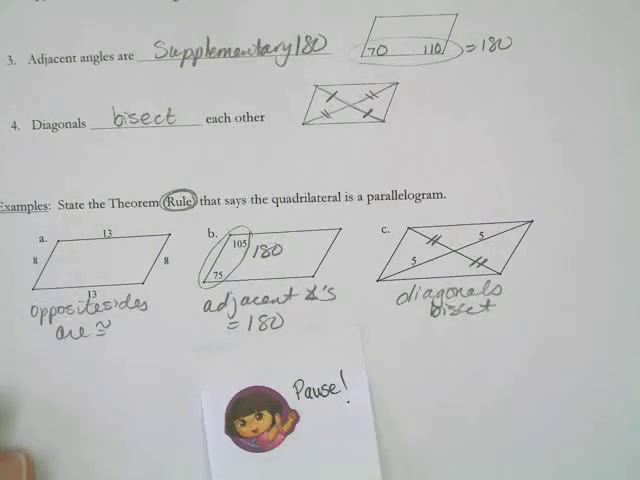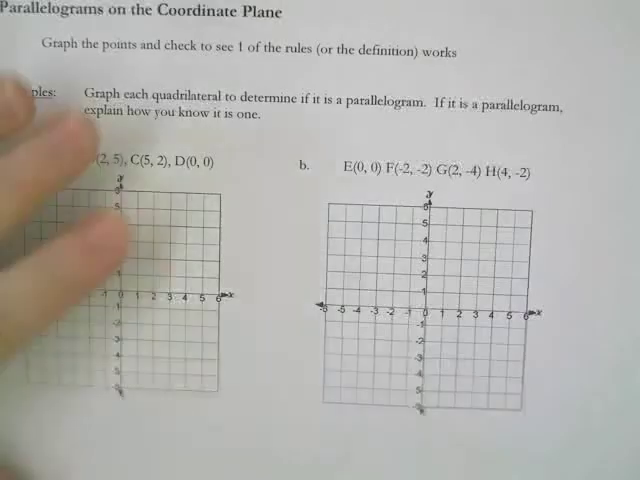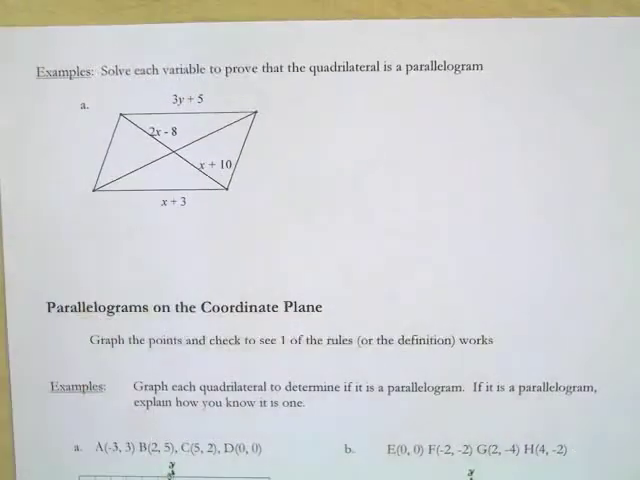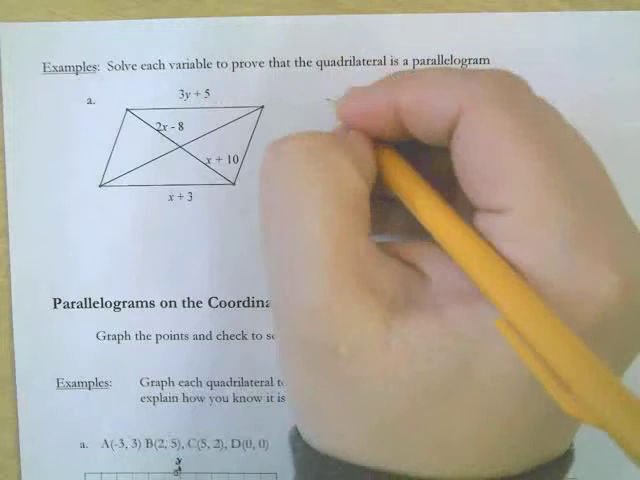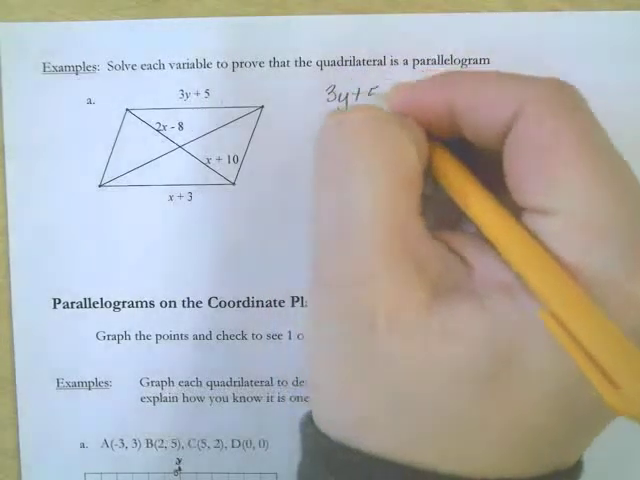Okay, so now we're here. And so this is the exact same kind of problem as last time, but it's worded differently. We have to find the values so that it is a parallelogram. Well, I have 2 different things. I have opposite sides, and based on rule number 1, opposite sides should be equal. So I'm going to say 3y plus 5 equals x plus 3.